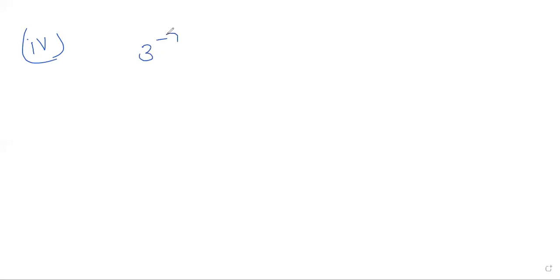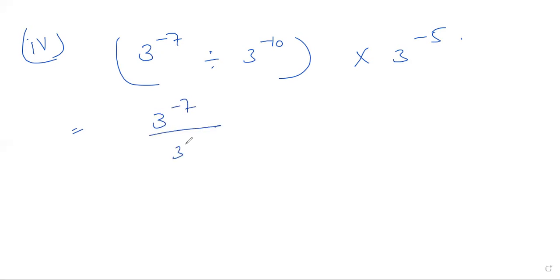Next one, 3 to the power of minus 7 divided by 3 to the power of minus 10 into 3 to the power of minus 5. So how will you write this? Minus 7 by minus 10 into... so minus 7 is there. So bases are same. You have to look at the bases to solve the problem. When the bases are same, only then can you apply the laws of exponents. Children, check that the bases are same.